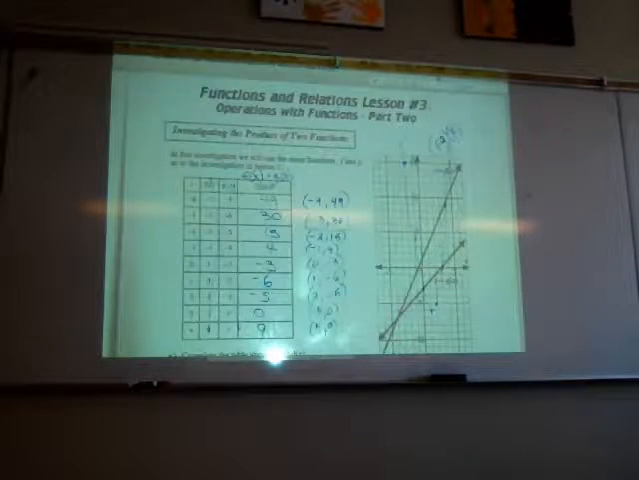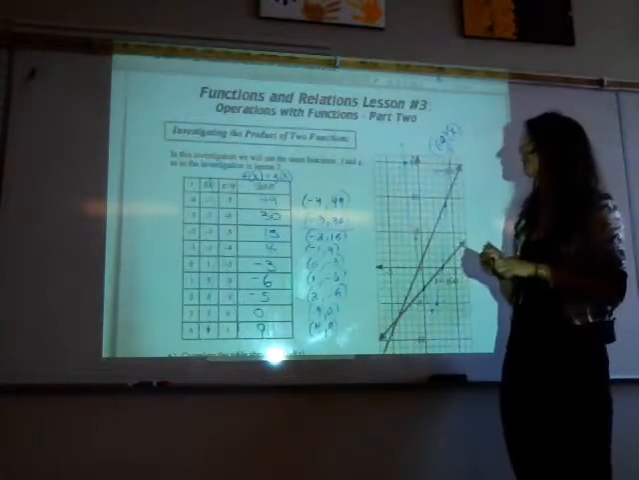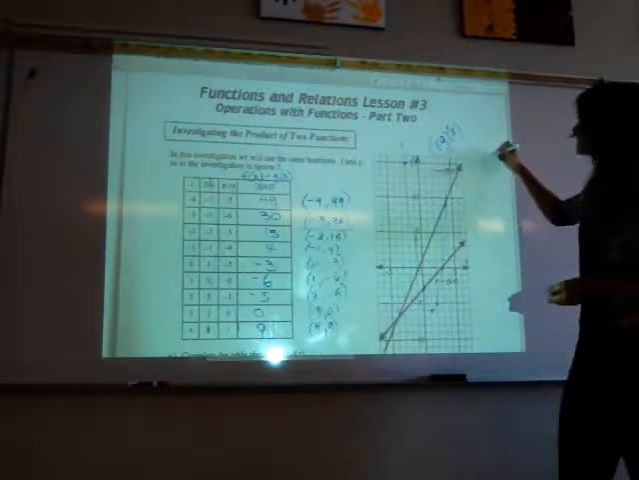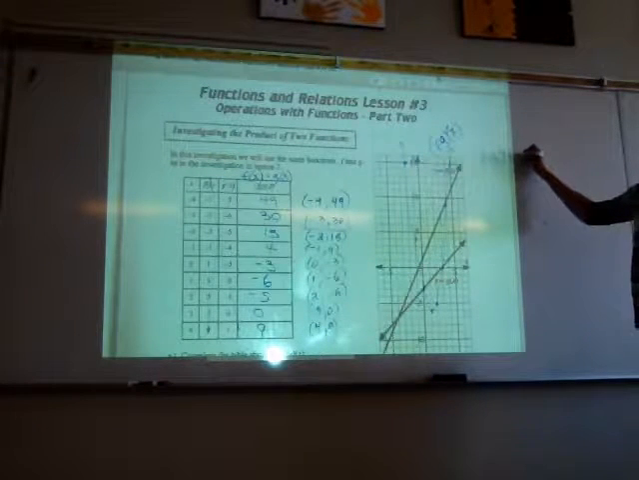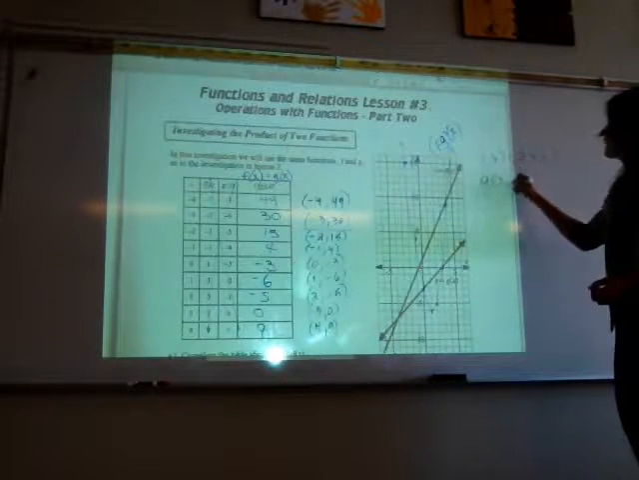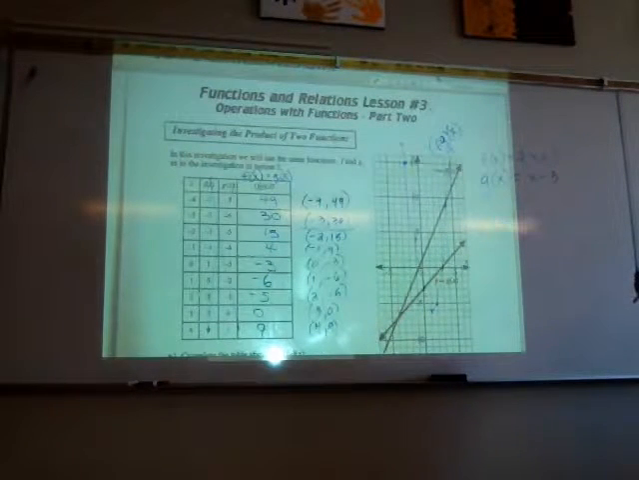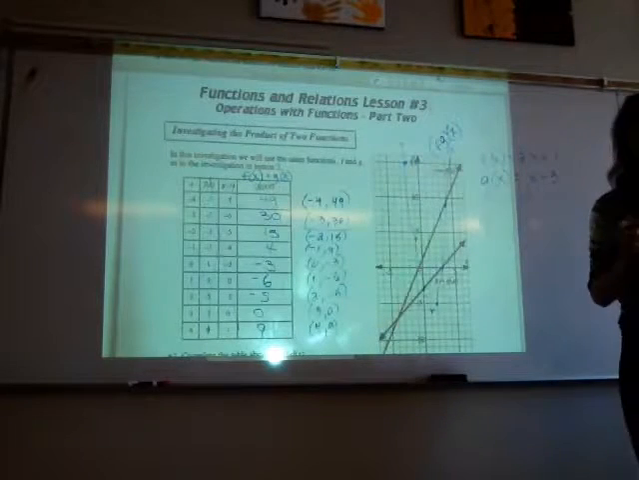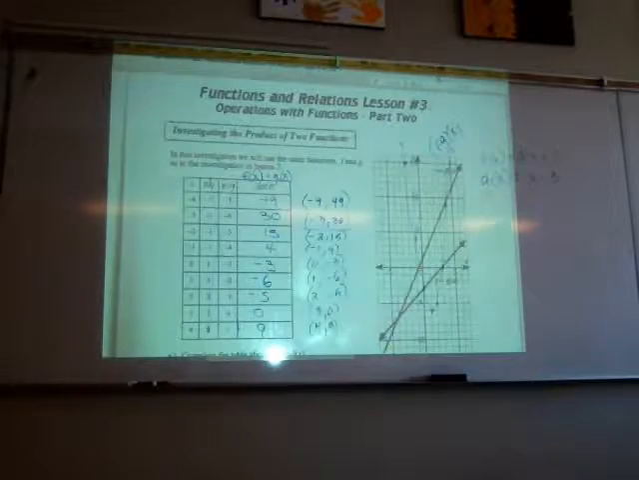next questions here. So we've plotted the points for part C. It's now telling us what the functions of f of x and g of x are. So it's telling us that f of x is what? 2x plus 1? What does it say, part C? 2x plus 1. Okay, and it's telling us g of x is what? X minus 3. Okay. So we have our two functions. Now what it's asking us to do is multiply those two functions.